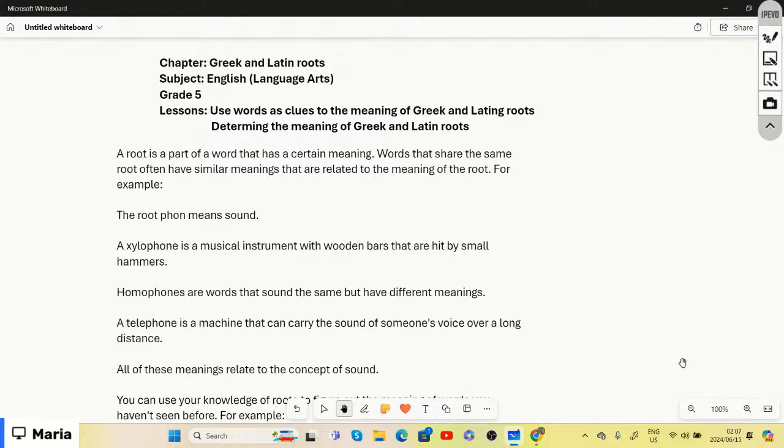The lessons that we are going to be focusing on under the chapter of Greek and Latin roots are to use words as clues to the meaning of Greek and Latin roots, and to determine the meaning of Greek and Latin roots. So that is going to be our lessons for today.